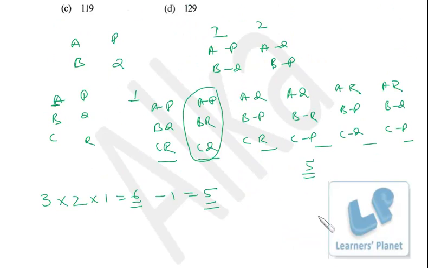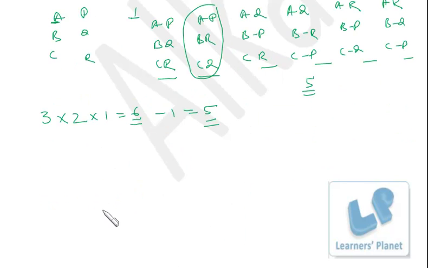So for 3 persons we have 3 into 2 into 1, that means 3 factorial ways. So for, I'm sorry, not persons, 3 questions or 3 matches. Similarly for 5 matches we have 5 factorial total number of matches, that is 120.